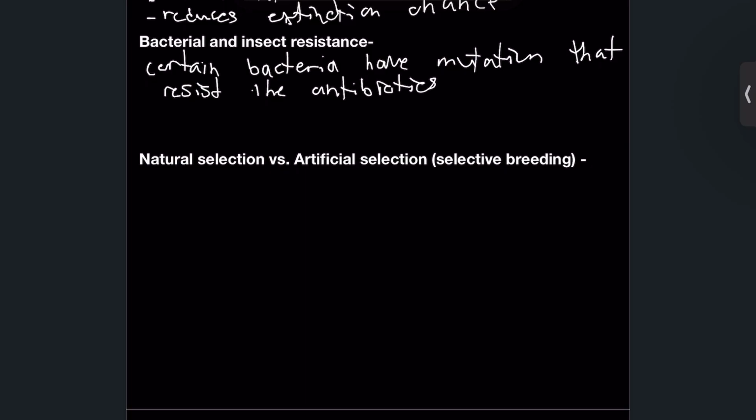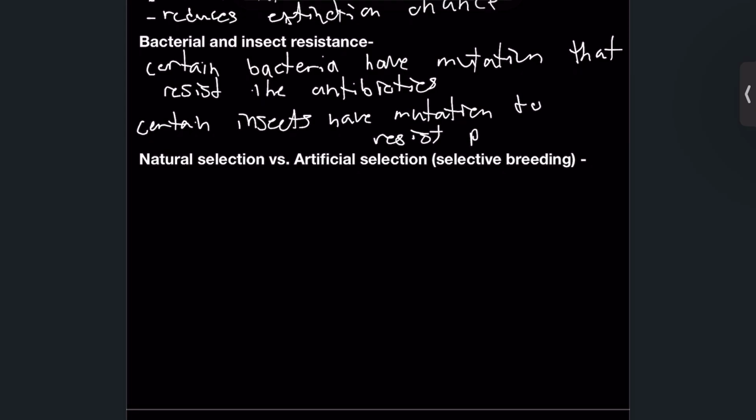So the second one are insects. It's very similar. Certain insects also have a random mutation that allows them to help resist pesticides. So whenever farmers use pesticides to stop insects from eating all their crops, certain insects can have a mutation that allows them to resist them. And then again, these insects will survive and reproduce to pass on the mutation for pesticide resistance, which means that it's a lot harder to then kill these insects and resist pesticides.